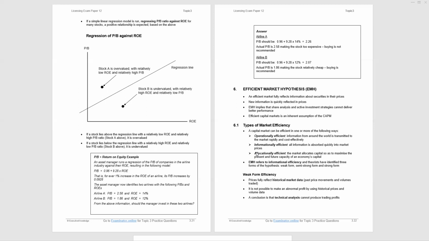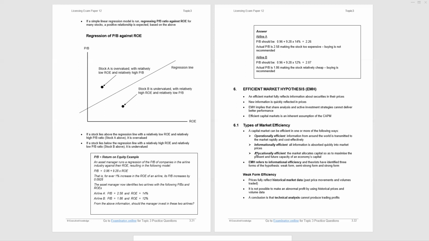As it says, for every 1% increase in return on equity, price to book increases by 0.0928. Remember that return on equity is expressed as a decimal. The asset manager now identifies two airlines with the following price to book and return on equities. Price to book 2.58 with a return on equity of 14%, price to book 1.86, return on equity of 12%. Should you buy or sell these airlines?